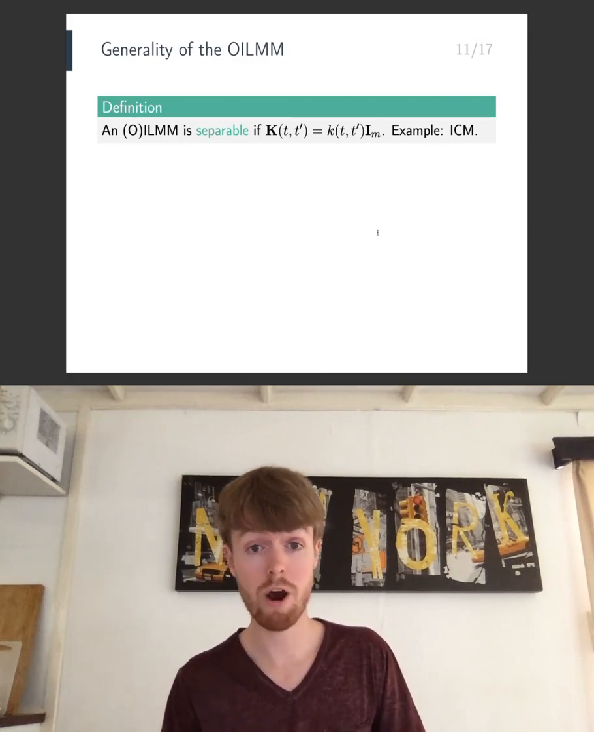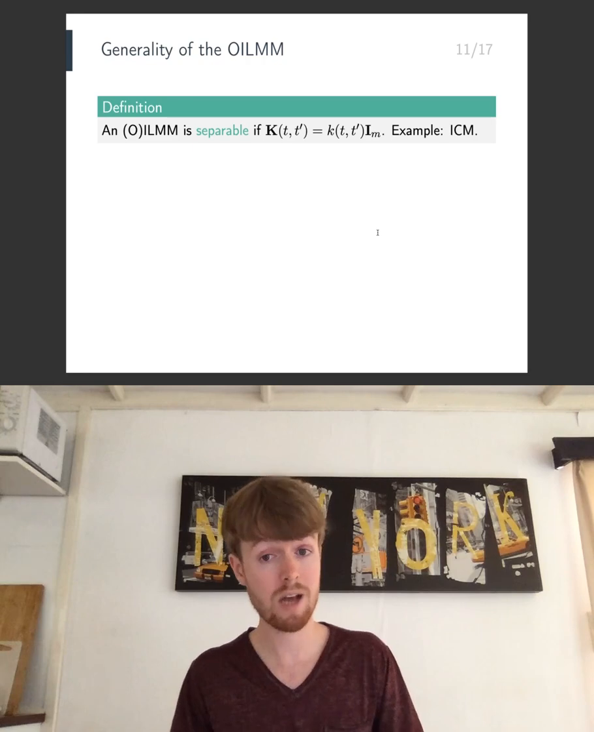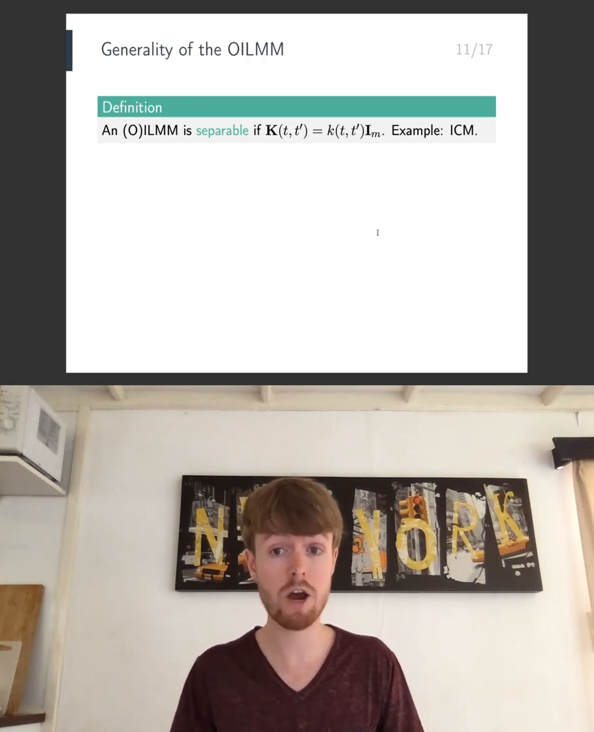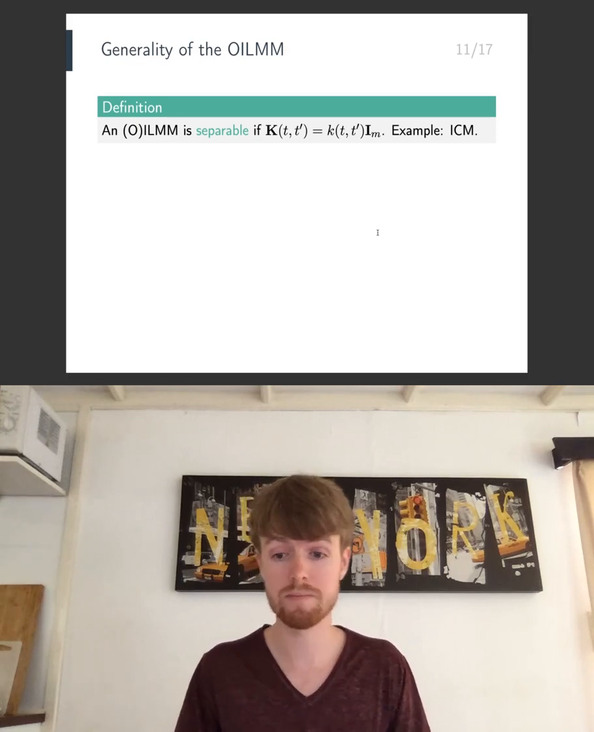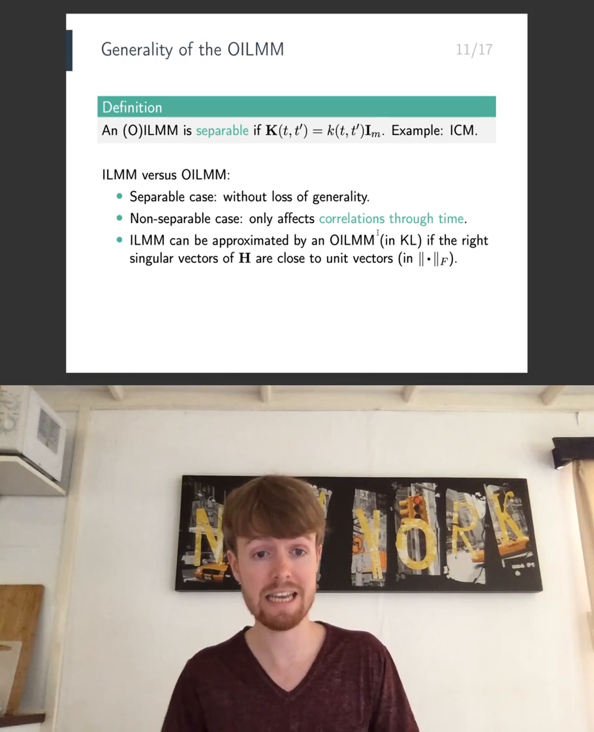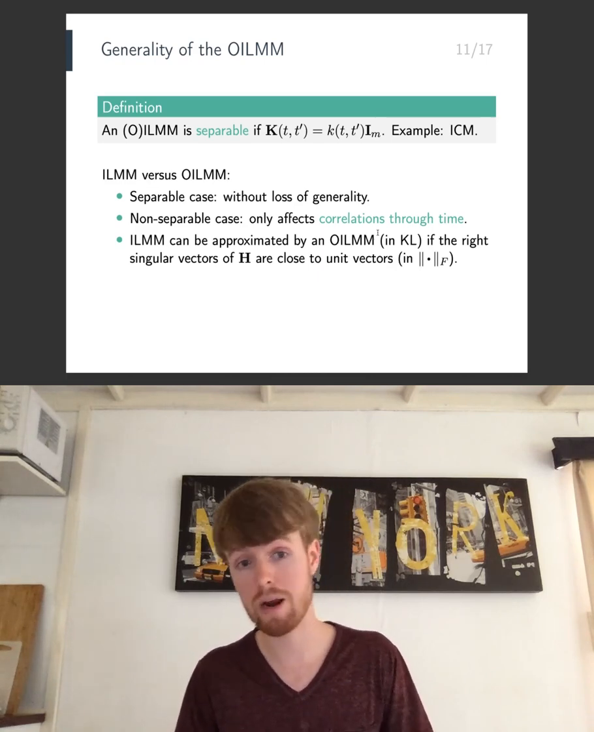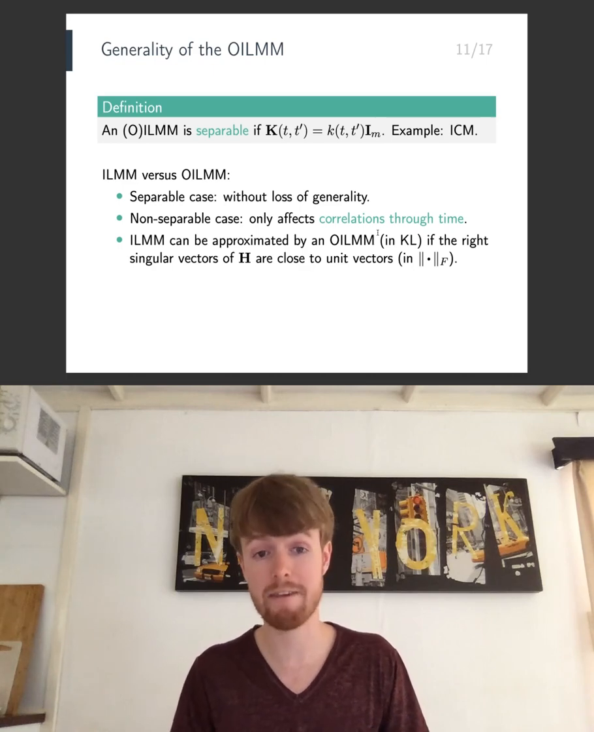Call an OILMM or ILMM separable if the kernels for all the latent processes are the same. An example of such a model is the intrinsic co-regionalization model, or ICM in short, which is still widely used. Then, we can see how restrictive the assumption of orthogonality is by comparing the ILMM and the OILMM model class. In the separable case, it turns out that we don't lose anything.